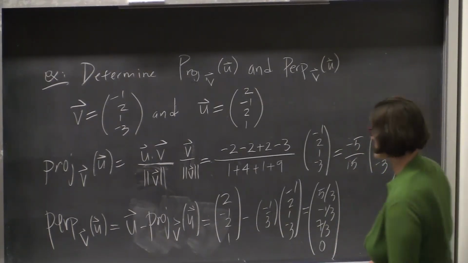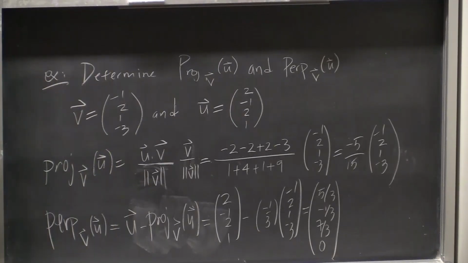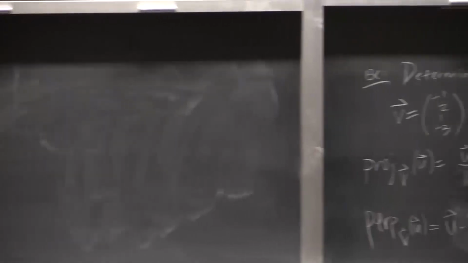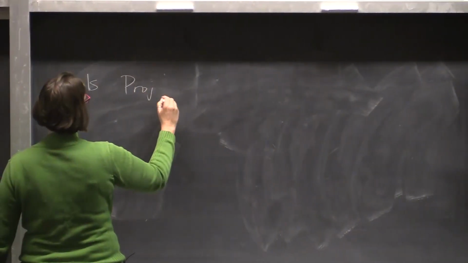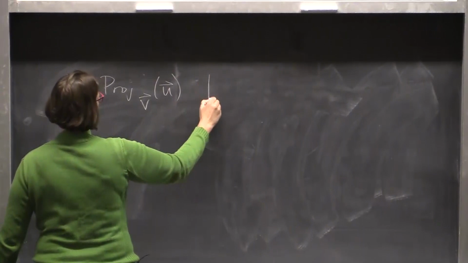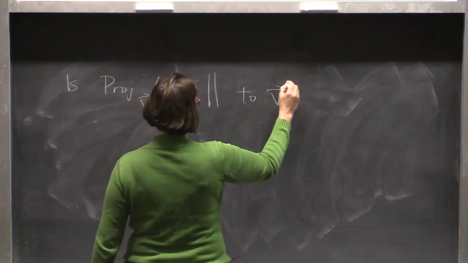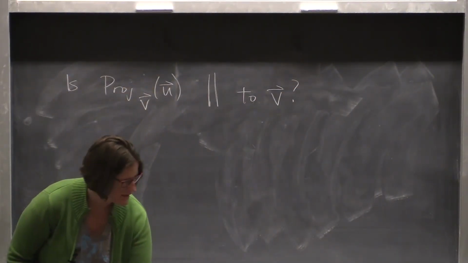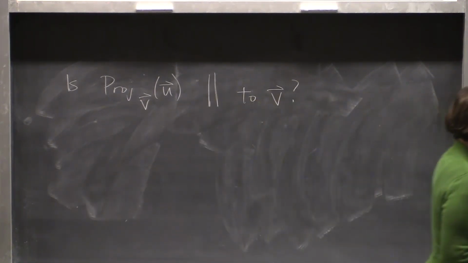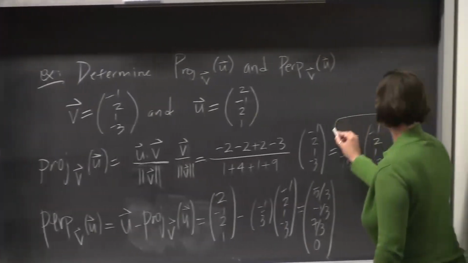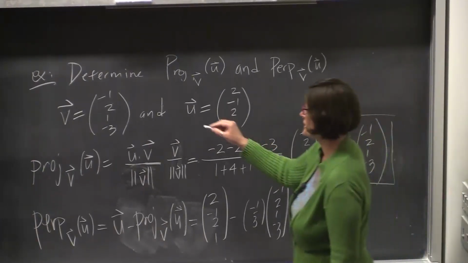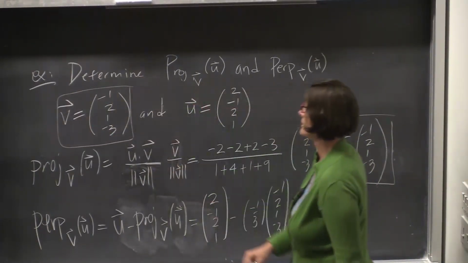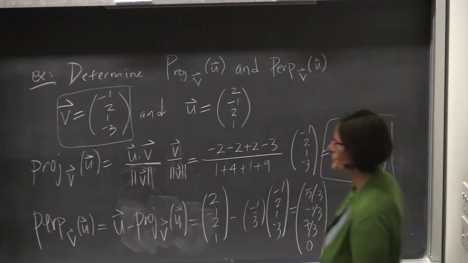So now we can check to see if we made any mistakes. So what are some checks? The first check is, is the projection onto V of U parallel to V? That's the easiest check. This thing, is it parallel to V? Yes, because it's just a scalar multiple.